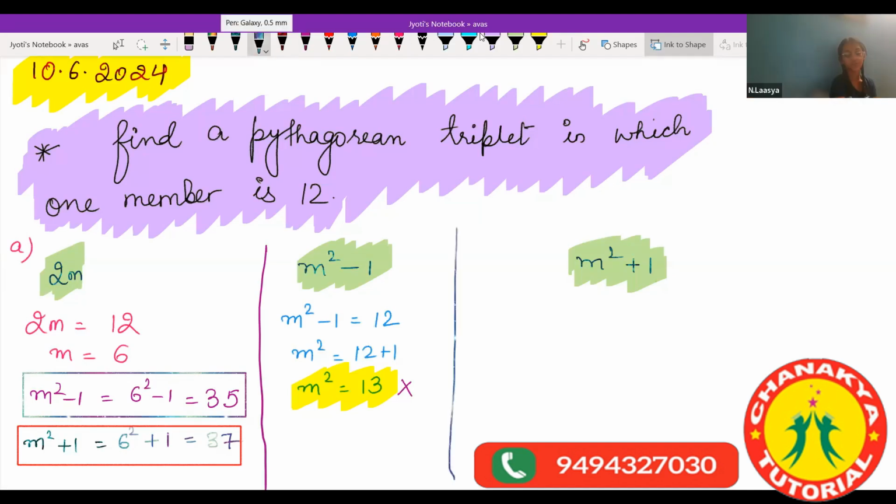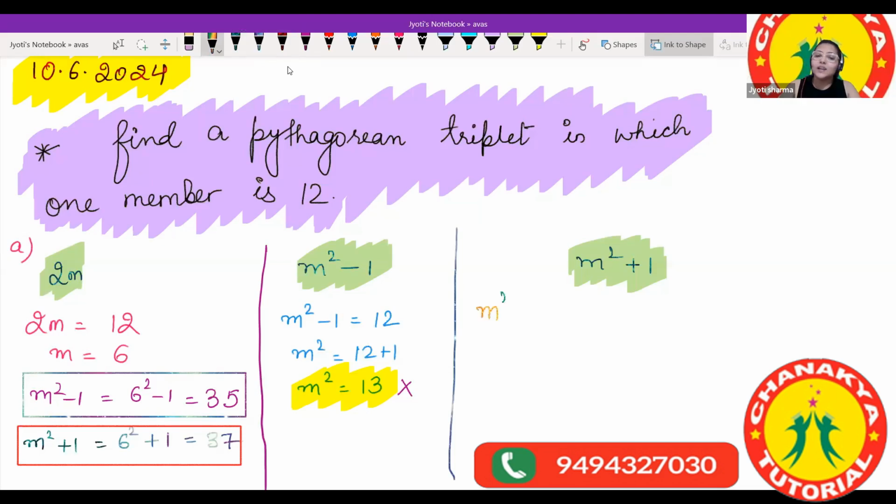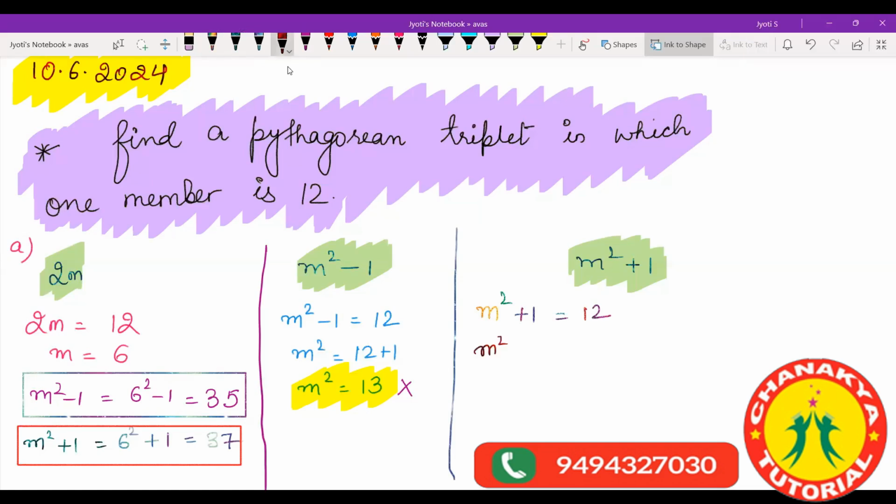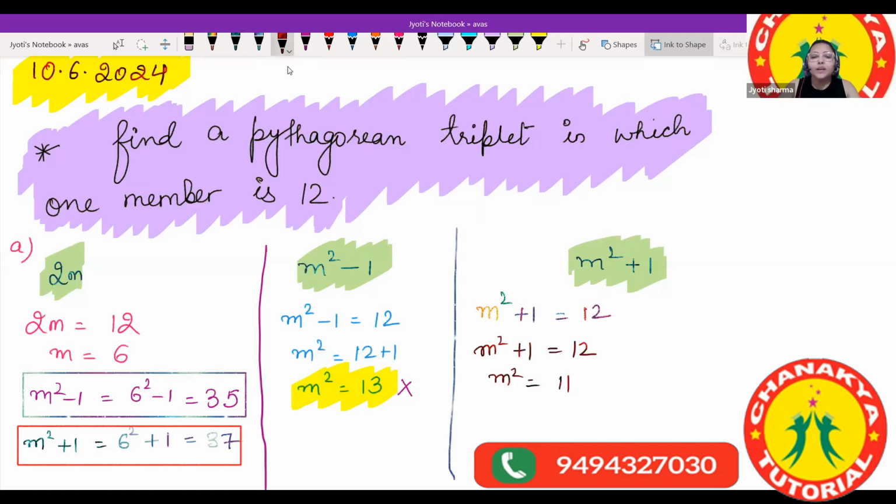Yes, ma'am. Now, next thing: m square plus 1. Let's try finding our answer using this. Now, if you take the 1 on the other side, m square plus 1 is equal to 12, so m square is equal to 11. Can you find the value of m here?